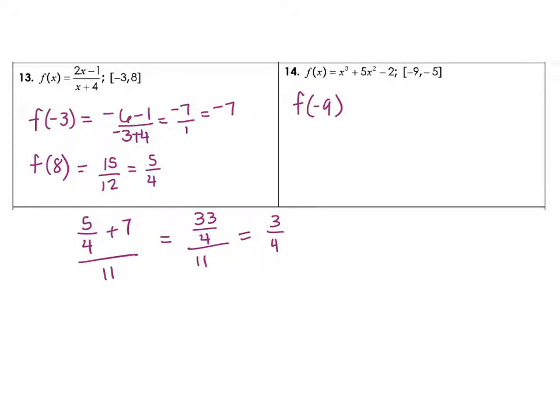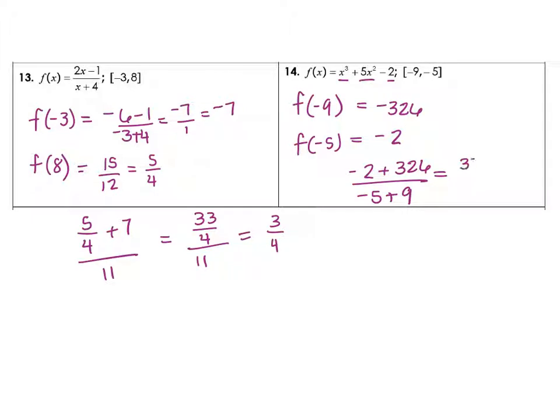If we plug in a -9, and we're plugging in each part here, you should end up with a -326. And then f at -5, when you plug in a -5, you should get -2. So our slope formula, you have -2 minus a -326 over -5 plus 9. So we're going to have 324 over 4. So this is going to be 81.